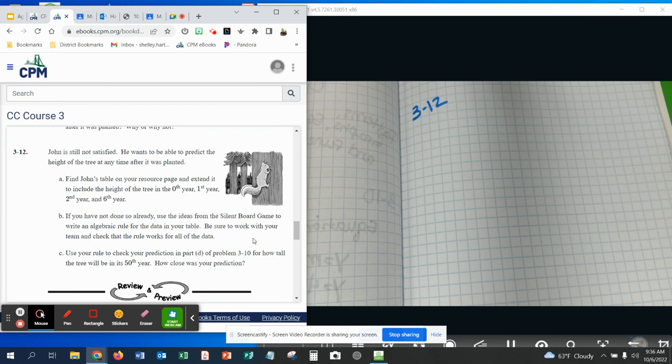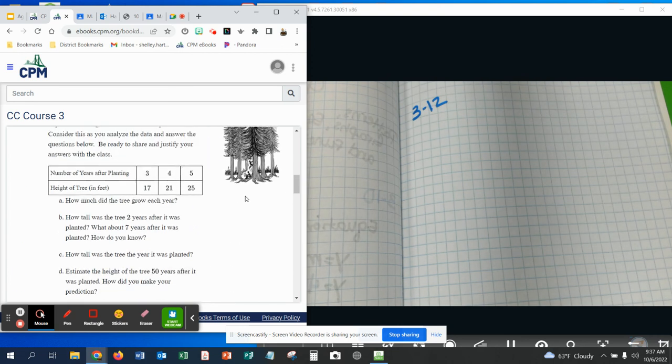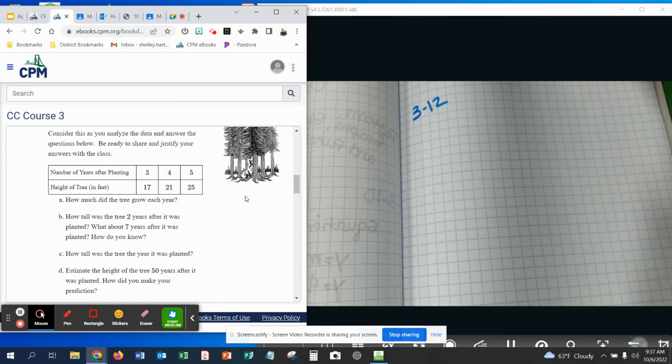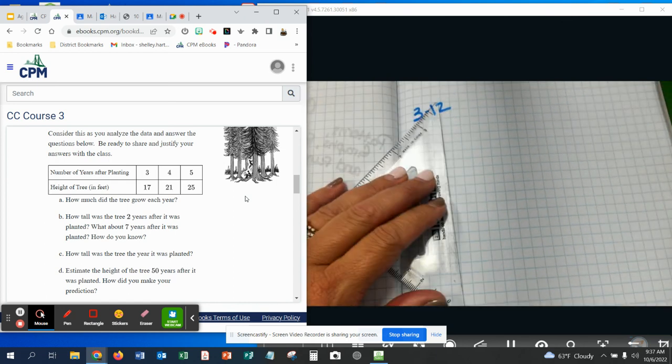John is still not satisfied. He wants to be able to predict the height of the tree at any time. Oh, but we did all this one. We had year 0, the first, the second. We did the silent board game. And we did the 50th year. Oh, we really got crazy. But let's go back and let's do a graph of this. So instead of doing 3-12, which we already did, let's make a graph, shall we?